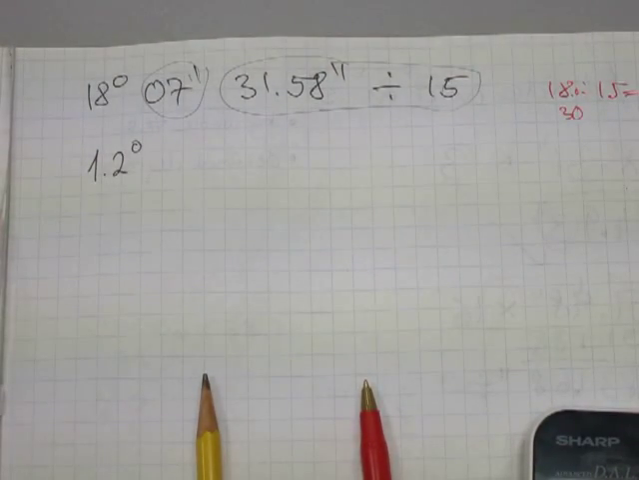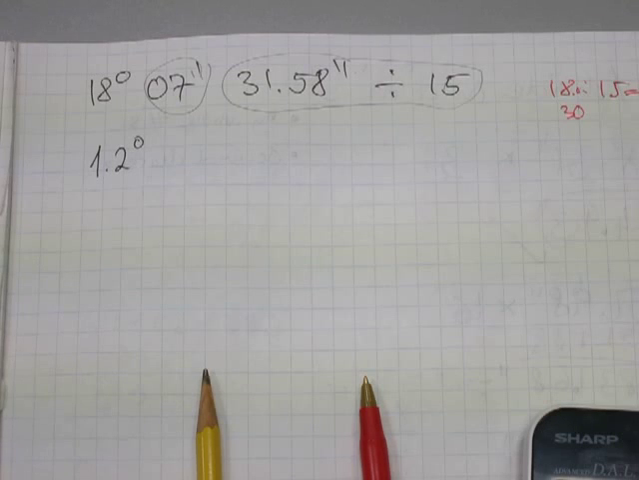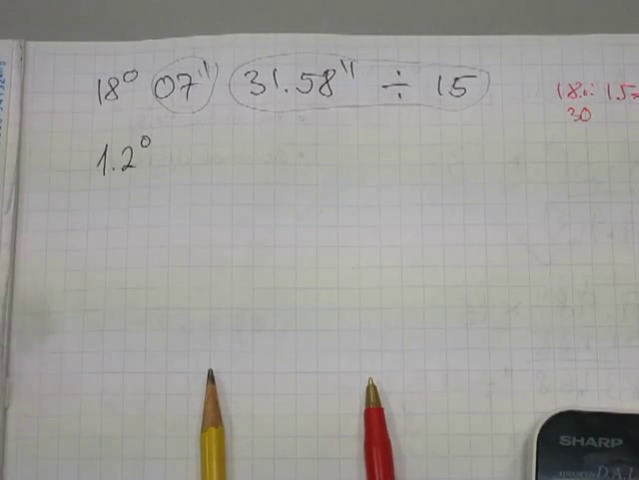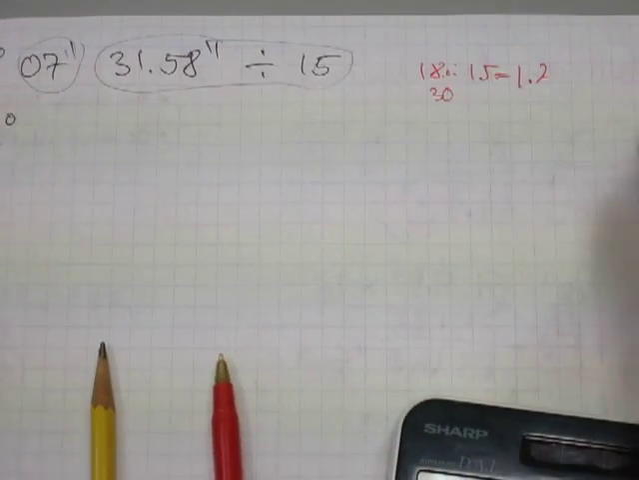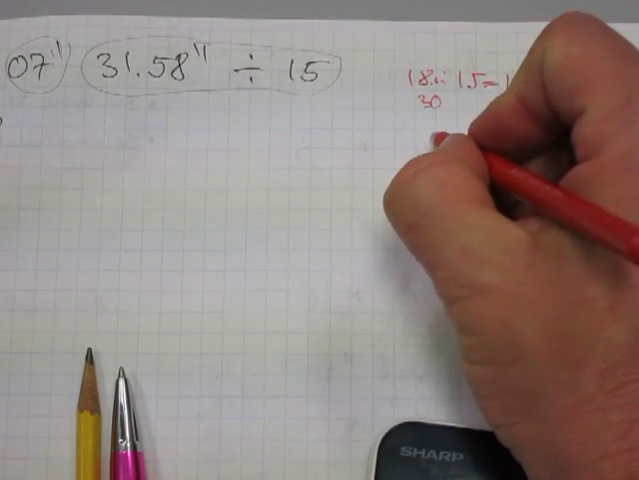Now, what is just a 1.2 degree turn? We obviously have a decimal degree here that needs to be converted to degrees and minutes, and that's coming up. Let's do the 7 minutes. The same treatment for the 7 minutes.